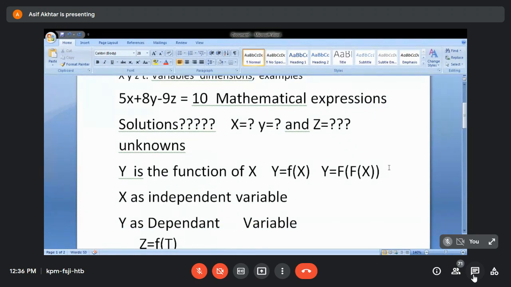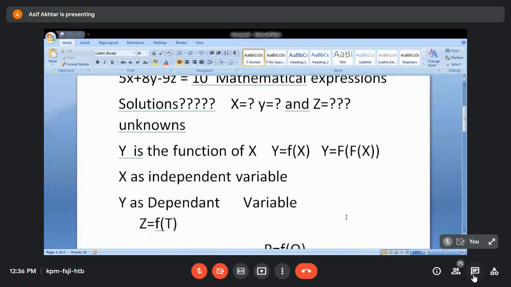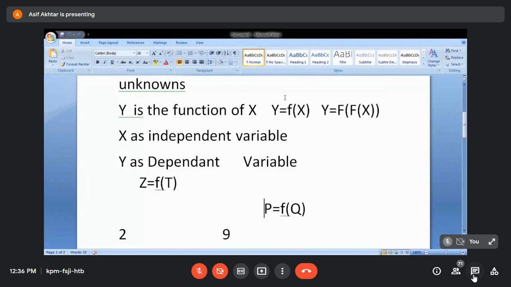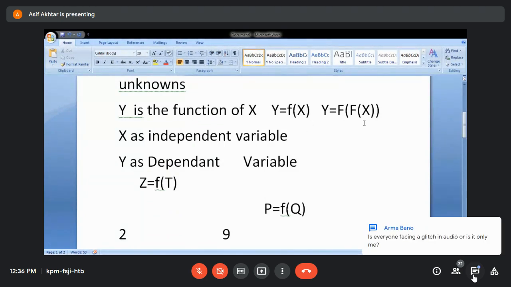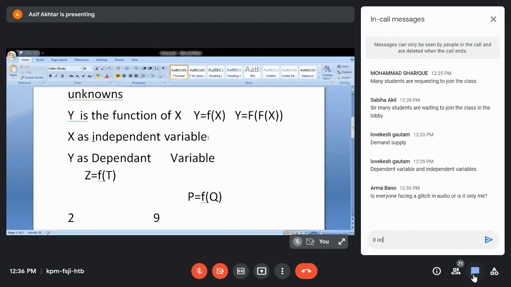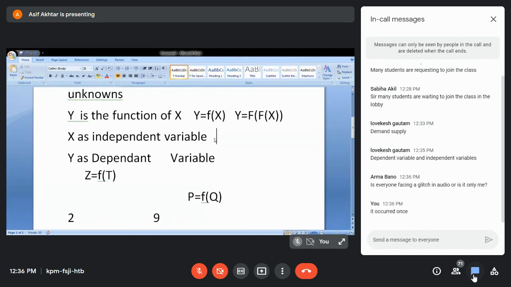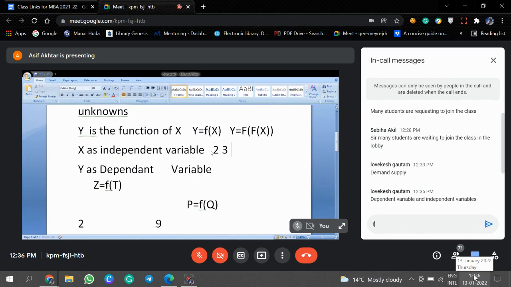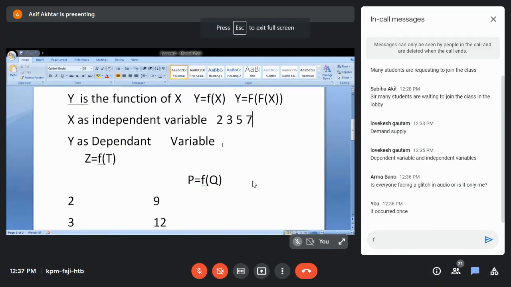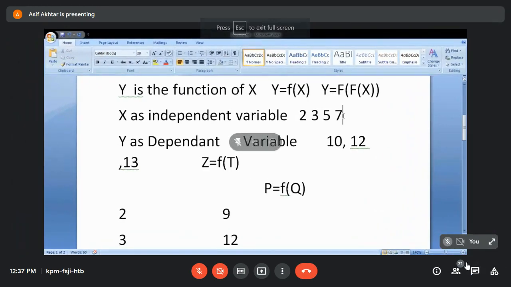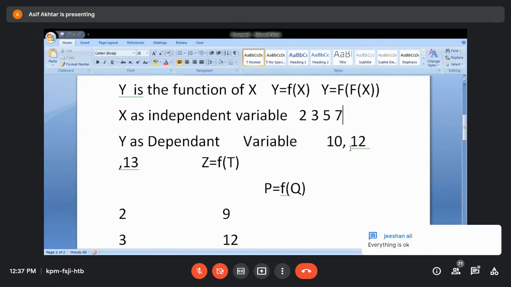So mathematical expressions, right? This is the way that you write y equal to f(x). Here we have another classification: x is considered as an independent variable and y is considered as a dependent variable. In other words, you put the value of x, like 2, like 3, like 5, like 7. And after putting the value of x, you are getting the value of y, like 10, like 12, like 13. So the variable in which you put the value is independent, and the value that you obtain after putting the value of x is considered to be the dependent variable.